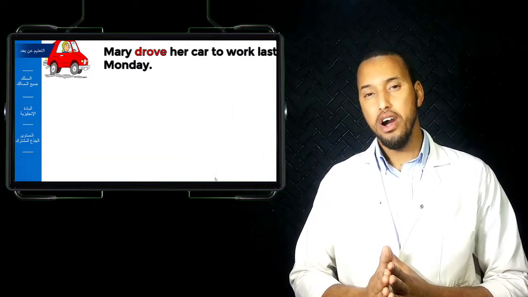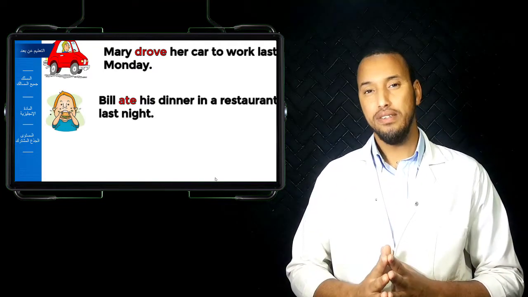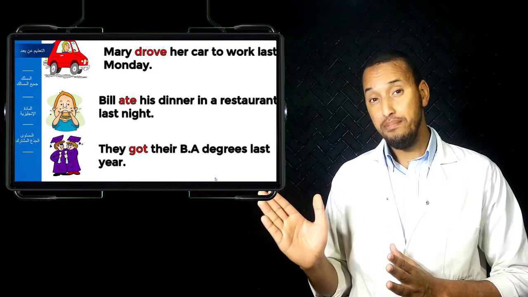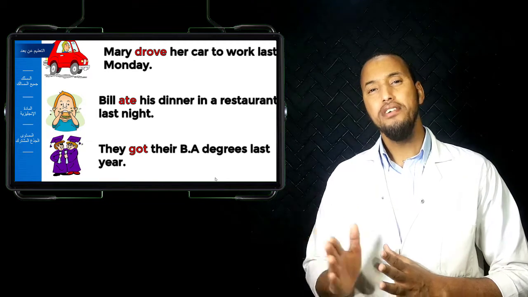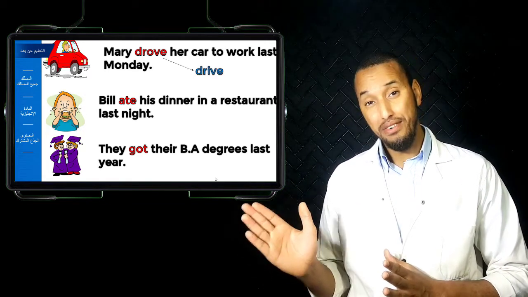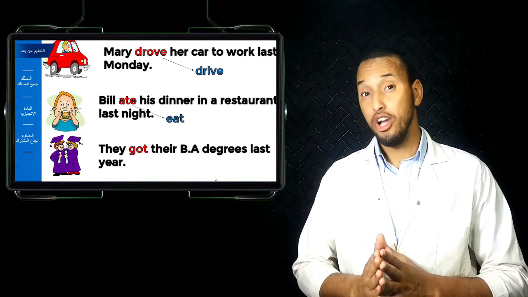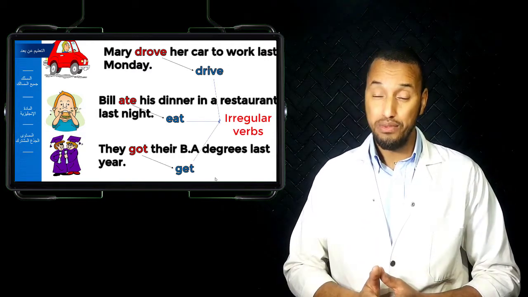Mary drove her car to work last Monday. Bill ate his dinner in a restaurant last night. They got their BA degrees last year. The infinitive of the verb drove is drive. The infinitive of the verb ate is eat. And the infinitive of the verb got is get. These verbs are irregular verbs.